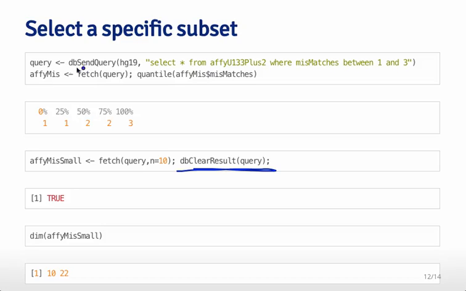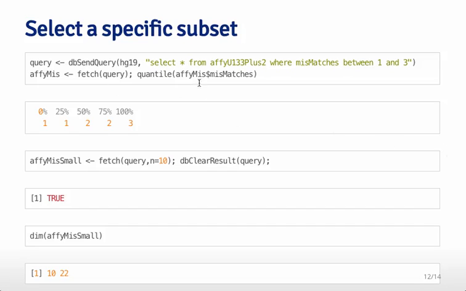Remember, you sent a query out to the MySQL server, and now it's still sitting out there. You fetched the data back, but that didn't stop the query from still being out there at the MySQL server. So you need to do dbClearResult to clear that query from the remote server, and it should return true again because you've cleared that result. If you look at this small data set where we fetched only the top 10 rows or observations, you can see that it produces a data frame with a dimension of 10 rows as well. So what we've done is select a very specific subset.